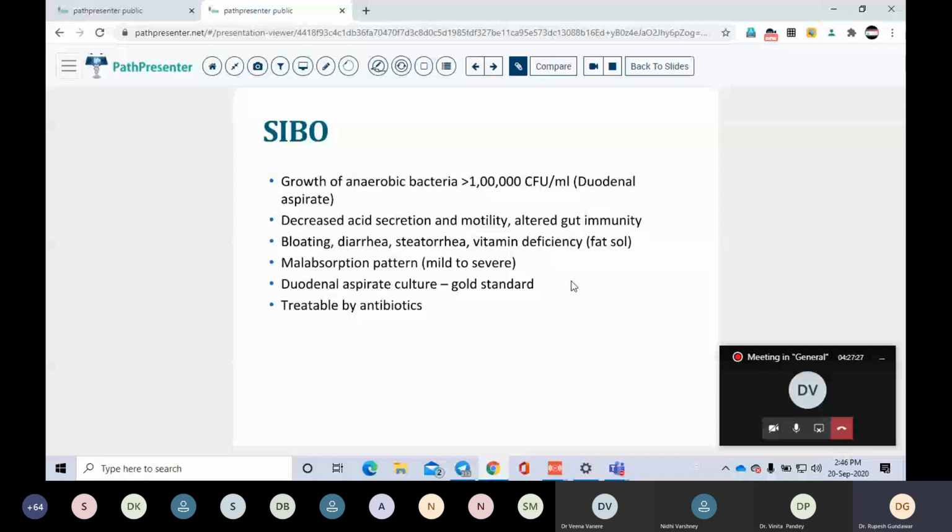So before labeling something as celiac disease, these two things have to be evaluated because they are completely treatable. And celiac disease, just keep in mind, is a lifelong condition where you have to take care of the symptoms for the whole of life.